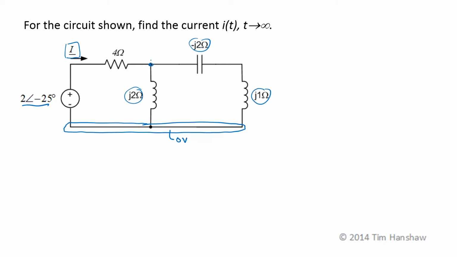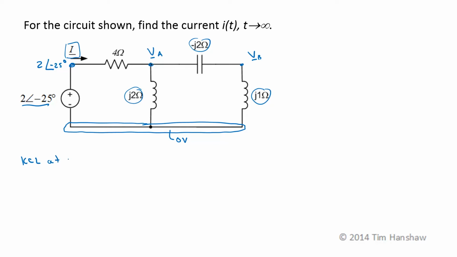So I'm going to say this is V sub A. It's going to be a phasor. This is V sub B, also a phasor. Also, this is a dependent node. Its voltage is 2 at an angle of minus 25 degrees above 0, so that's easy to label. Now we just do KCL at our independent nodes.